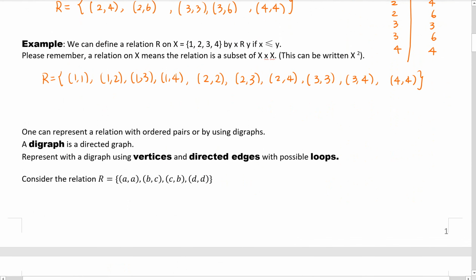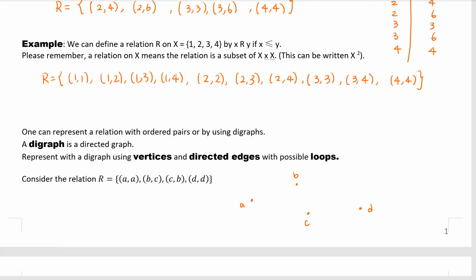A relation can be represented with ordered pairs or by using digraphs. A digraph is a directed graph, using vertices and directed edges with possible loops. For example, consider the relation AA, BC, CB, and DD. Let's say A is here, B is here, C is here, D is here. So A, B, C, D.